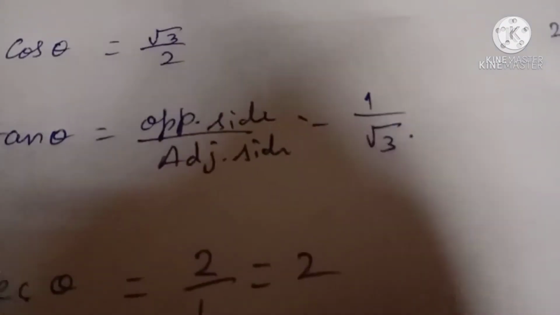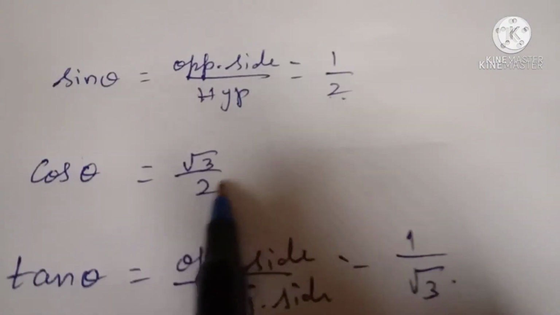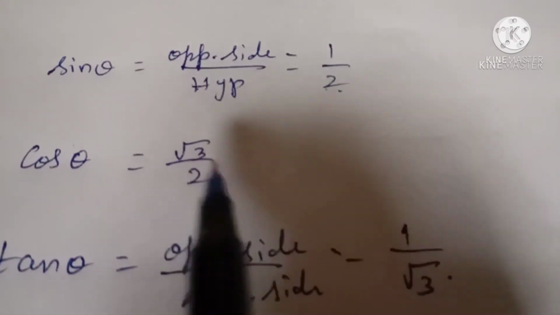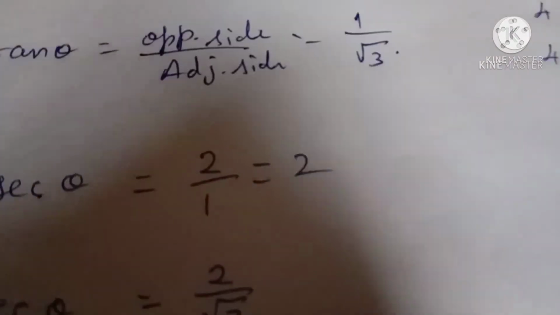Then sec theta is equal to the reciprocal of cos theta. Value of cos theta is root 3 by 2. Therefore, sec theta is equal to 2 by root 3.